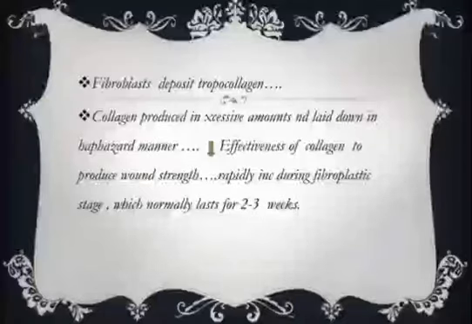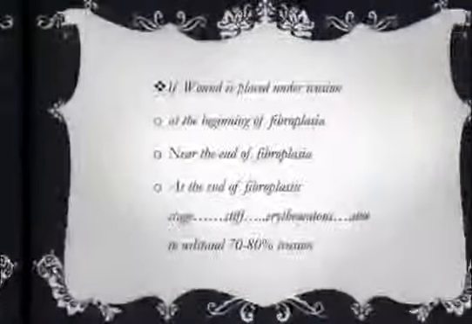Fibroblasts deposit tropocollagen. Collagen is produced in excessive amounts and laid down in a haphazard manner. The effectiveness of the collagen in producing wound strength increases rapidly, including during the fibroblastic stage, which normally lasts for 2 to 3 weeks.